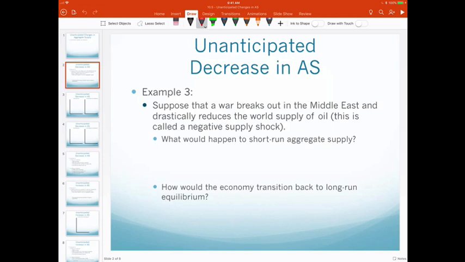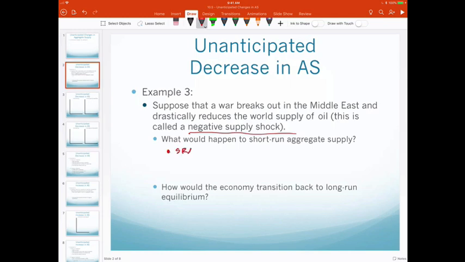So this is a major resource for developed countries today. So this would be an example of a negative supply shock, okay? So this would be a negative shock to our resources. So what's going to happen to short-run aggregate supply? Well, if it's a negative thing that happens to resources, then short-run aggregate supply is going to decrease.